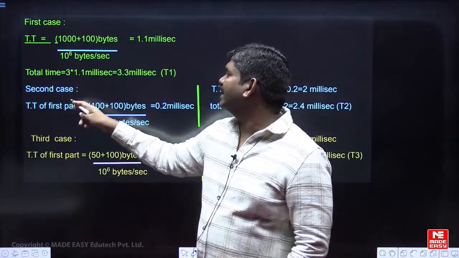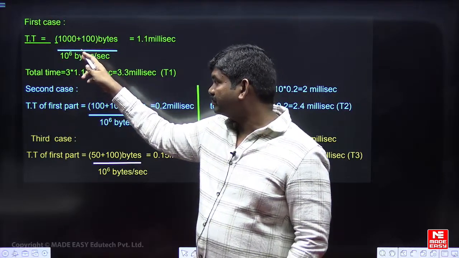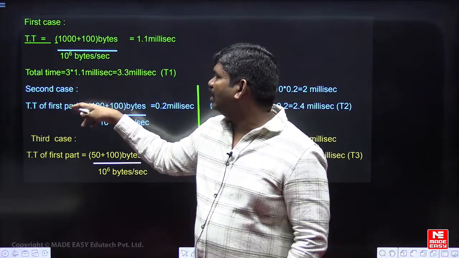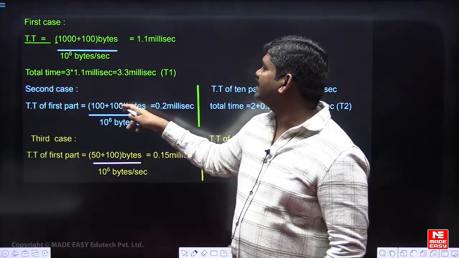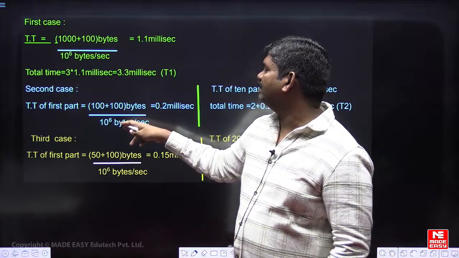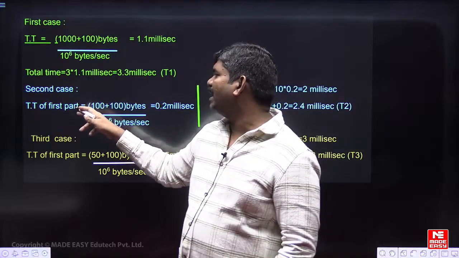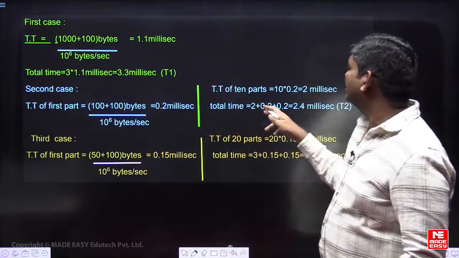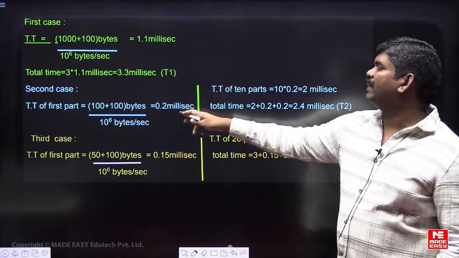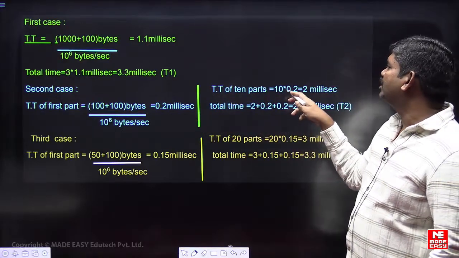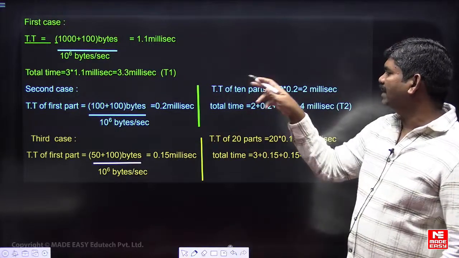If you go for the second case, where there is 1000 bytes which you divide into 10 equal parts, then each part will be 100. Then why one more 100? This one more 100 is the header which is given in the problem. If you divide by the bandwidth of the link, you get 0.2 milliseconds for transmitting the first part. But what is the transmission time of 10 parts? Each part is 0.2, so 0.2 into 10 is 2 milliseconds, the total time taken for that particular source.